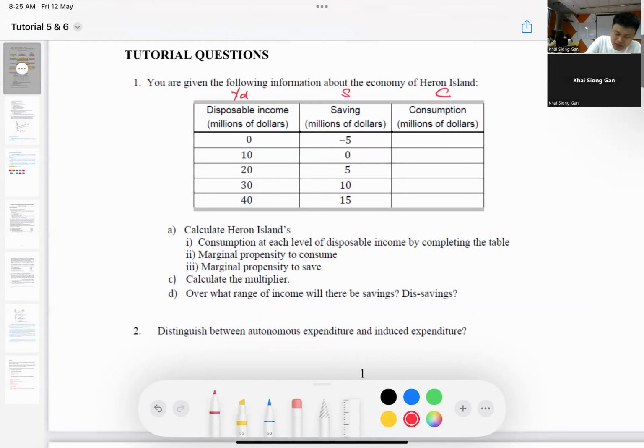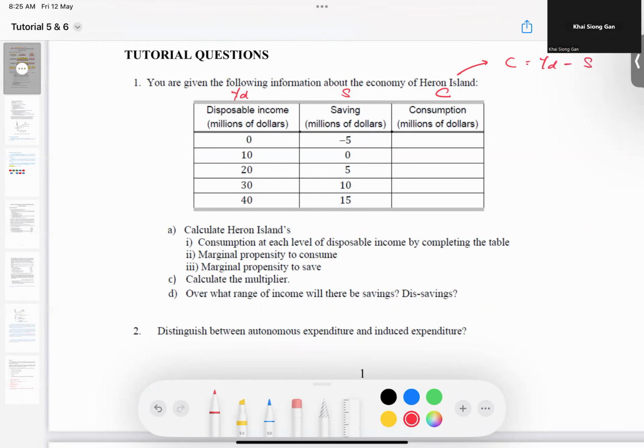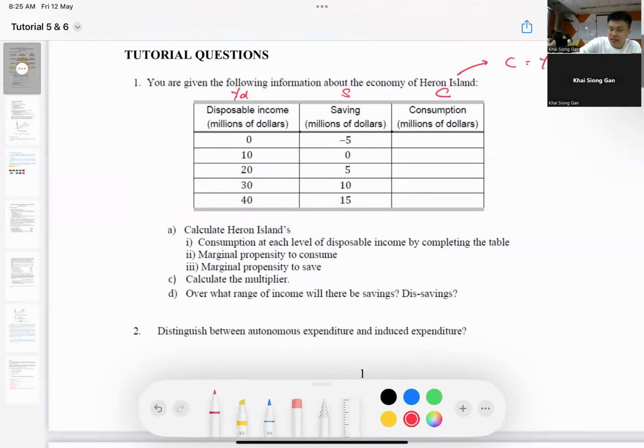So in order for me to find the amount of consumption, what should I do? I can just use the disposable income minus the amount that I save, then I will get the consumption amount. Because when you earn the income, you either spend it or you save it. Since we are being given the saving amount, we can just proceed to calculate the consumption amount. So for example, the first one, when you earn nothing, but you have a -5 over here. So 0 minus -5 equals 5 over here.